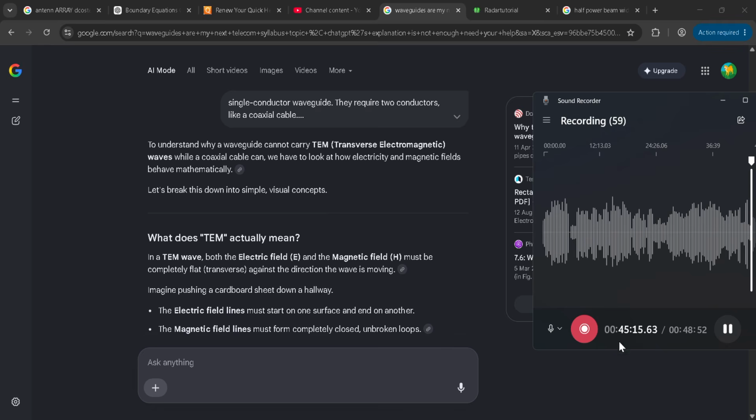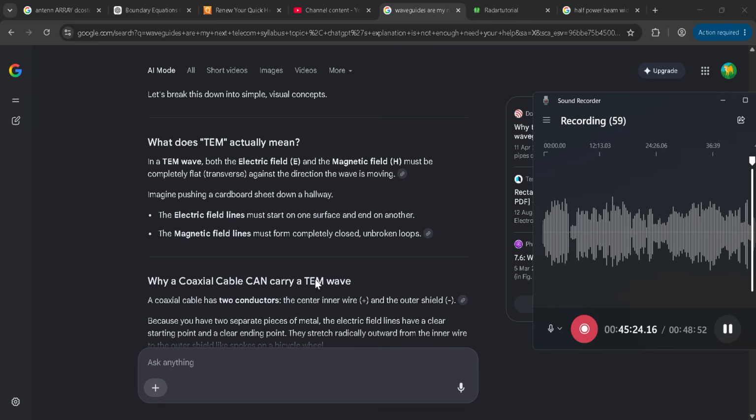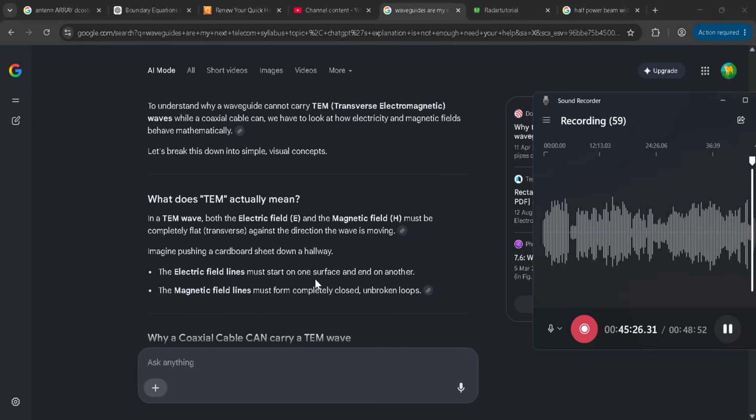An EM wave's electric field must be completely flat against the direction of the wave. Imagine pushing a cardboard sheet down halfway. The electrical lines must start on the surface and end on another surface. The magnetic field must form a complete unbroken loop. Why can a coaxial cable carry TEM? We're talking about a hollow waveguide. The waveguide is just one single hole in a metal pipe.